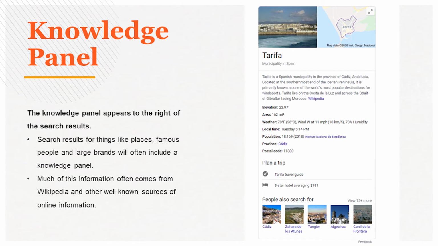Next, the knowledge panel. The knowledge panel is going to appear to the right of search results on the page. So this typically happens for things that are places, famous people, or large brands. A lot of this information is usually populated from a Wikipedia page or another well-known big source. And again, it's most often seen for these places or people or things that are really popular and, in some cases, common queries or common knowledge.